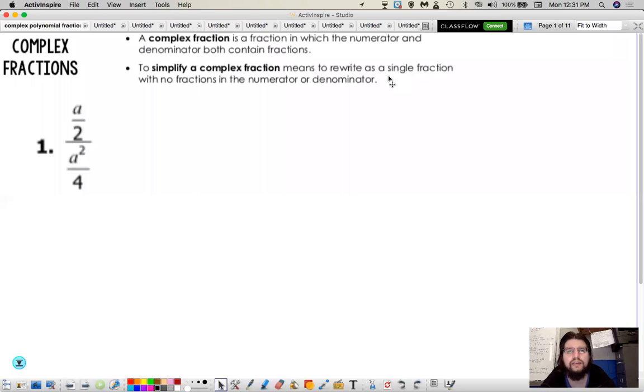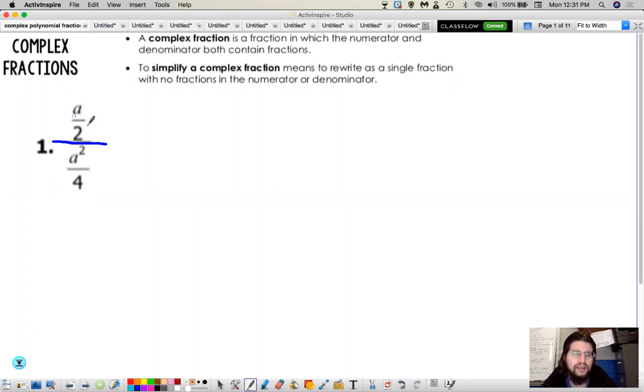All right, guys, so today we're going to be looking at complex fractions. What this does is pretty much take everything we've been doing with operations of rational expressions and puts it all together. So let's just jump into it. A complex fraction, it's just a fraction in a fraction. So think about this middle fraction bar is really just a division bar. So we're dividing these two rational expressions.